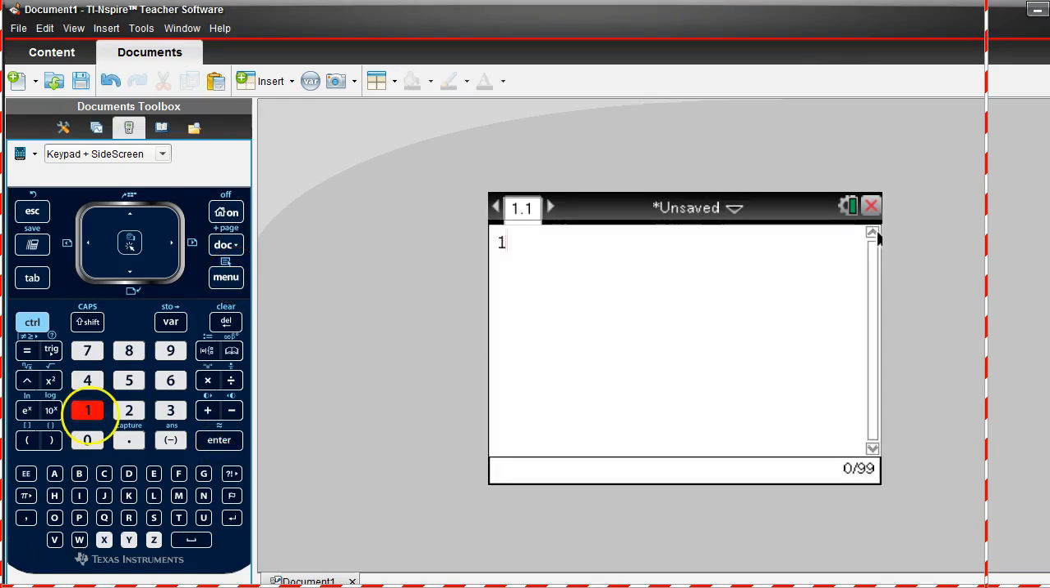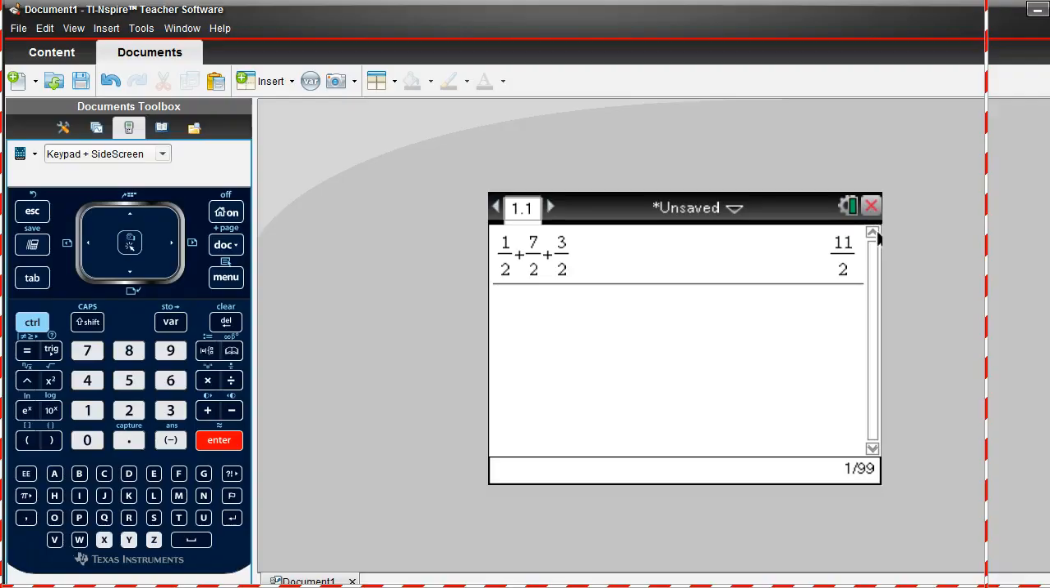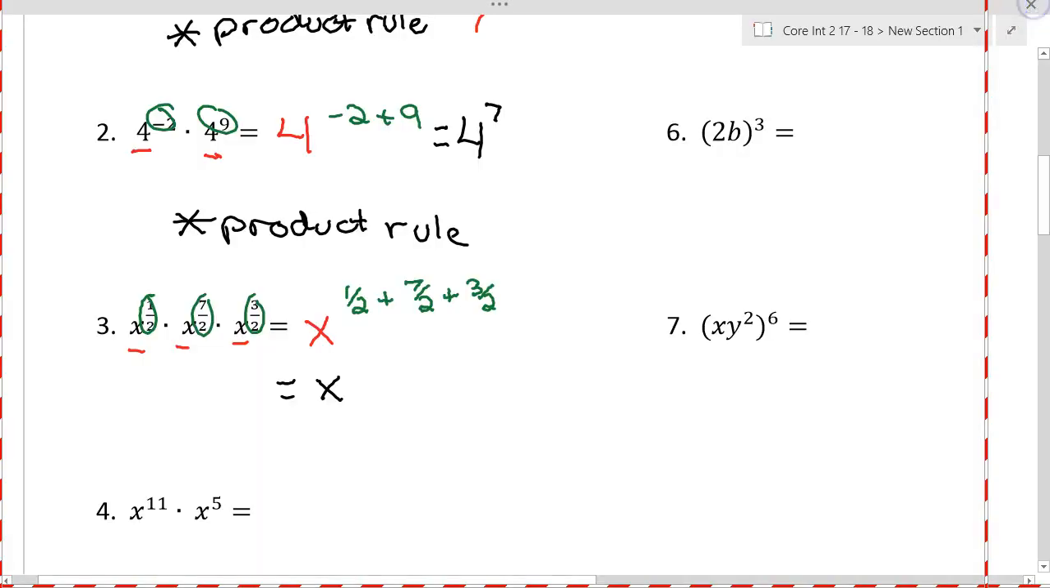I'm just going to do 1/2 plus 7/2 plus 3/2. Yeah, it was 3/2. So that is 11/2. Okay, so don't be scared of the fractions or anything like that. You can always use a calculator. So x to the 11/2.